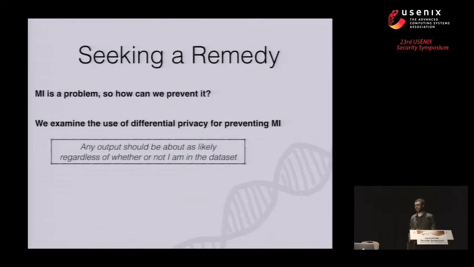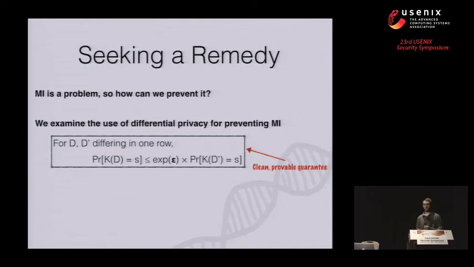And recall, we say that a computation is differentially private if any output that it produces is going to be about as likely, regardless of whether or not any particular individual row is in the input to that computation. And this is an attractive way to do privacy, because when we state that definition formally, this allows us to make some really clean, provable guarantees about how we're protecting the input to a computation.